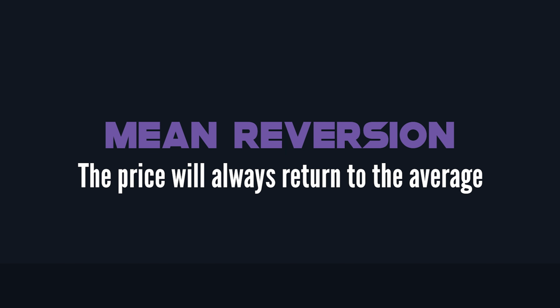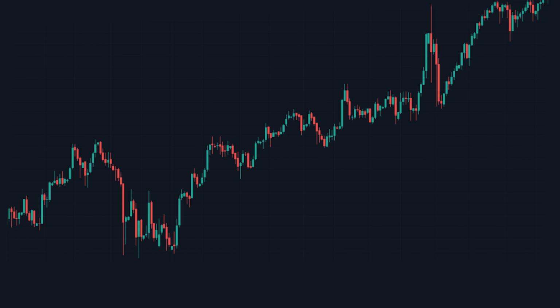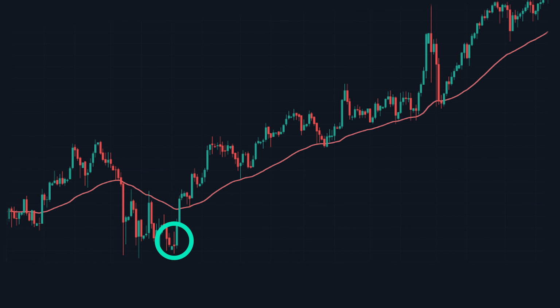The second secret I want to show you is something called mean reversion. Mean reversion is just a simple way of saying the price will always return to the average. Let me show you an example. Here we see a bunch of price movements, but if we add a 50-day moving average, we can see a trend. Whenever the price dips way below the moving average, it ends up returning upwards back to the average. The same thing happens when the price goes too high. You can see here multiple times the price goes too high, and it has a pullback to the average.